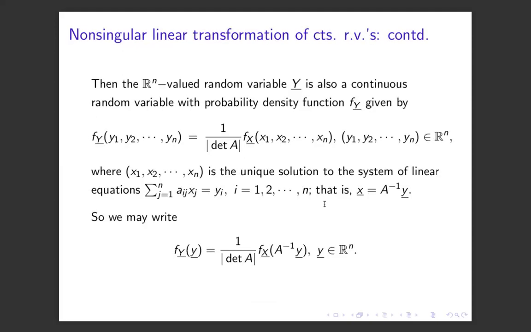So we may write this in a shorter form. F sub y at y is 1 over the modulus of the determinant of A, times f sub x at A inverse y.